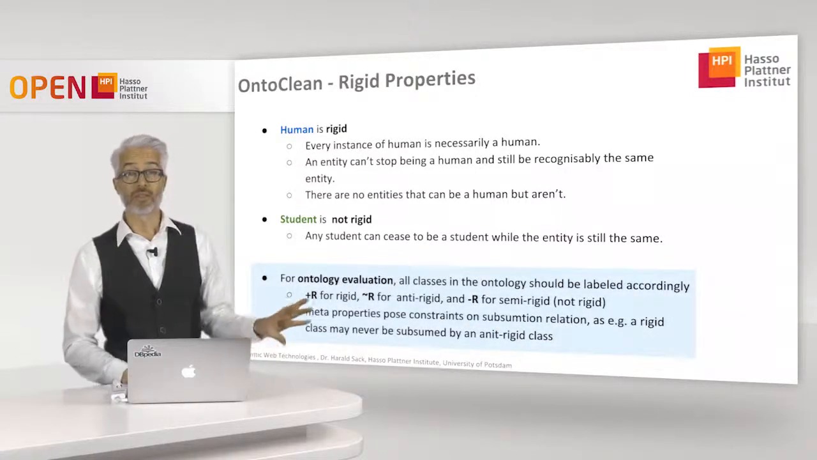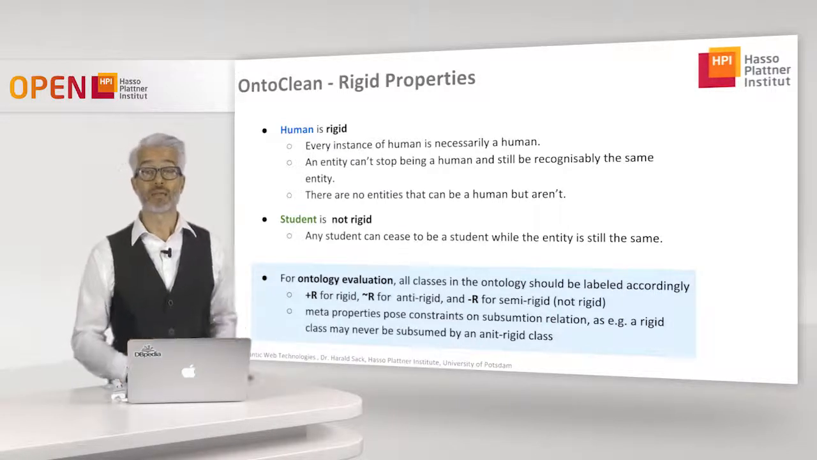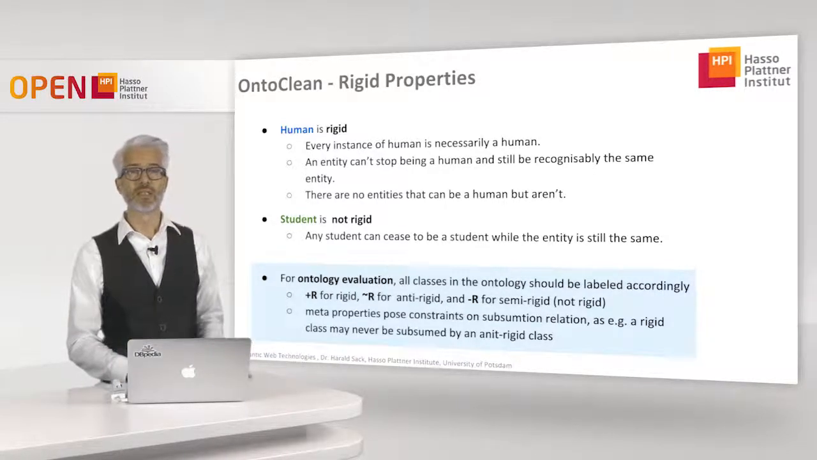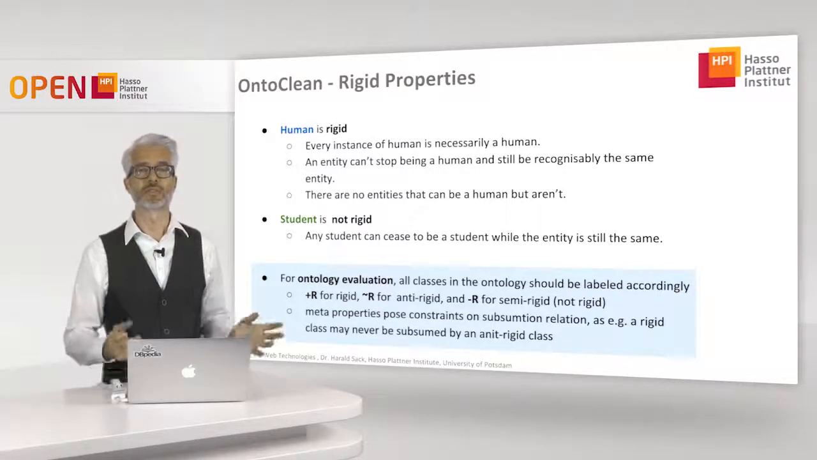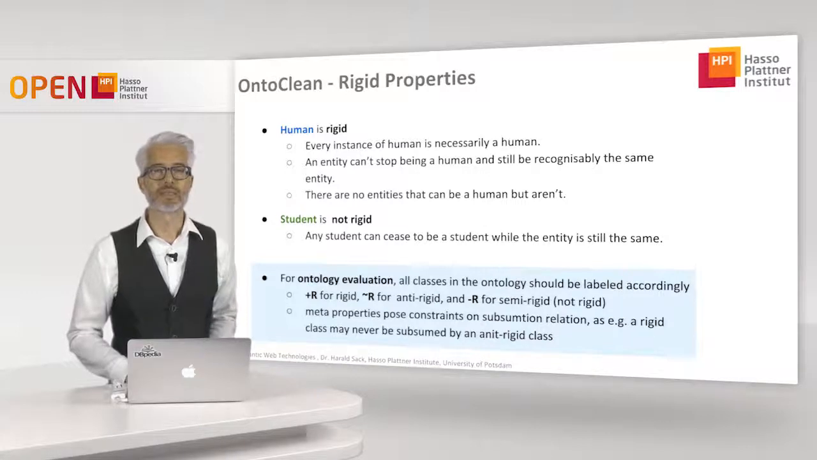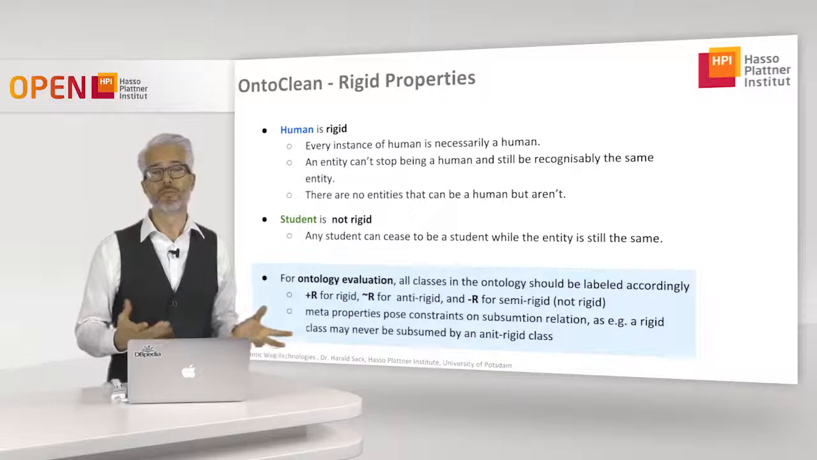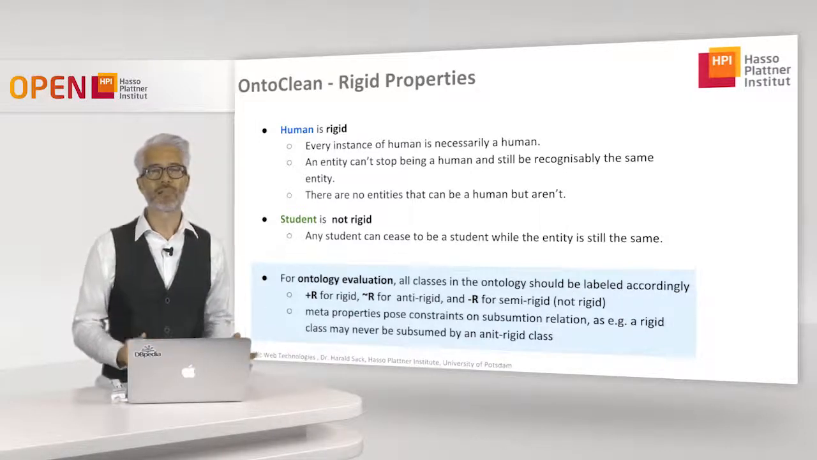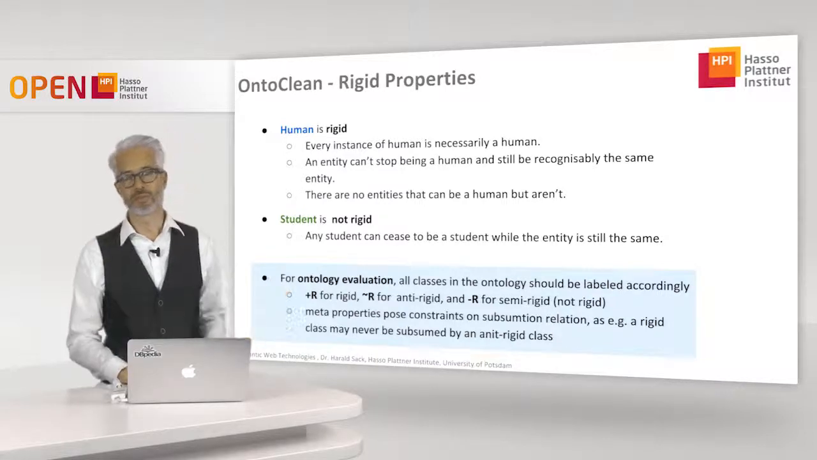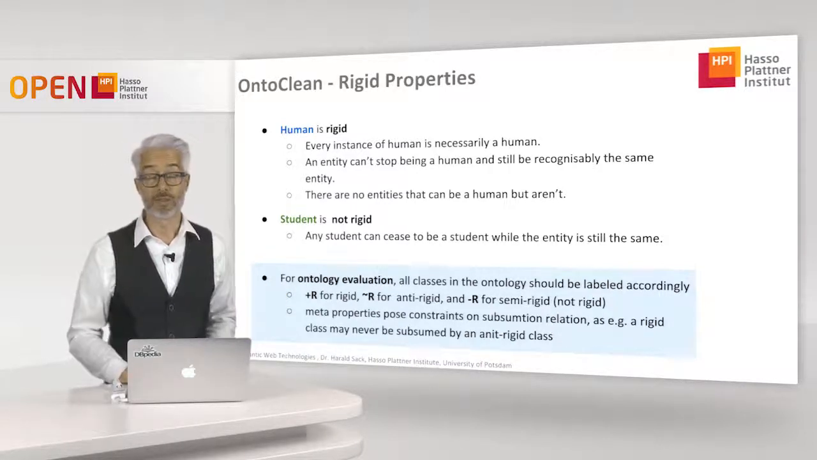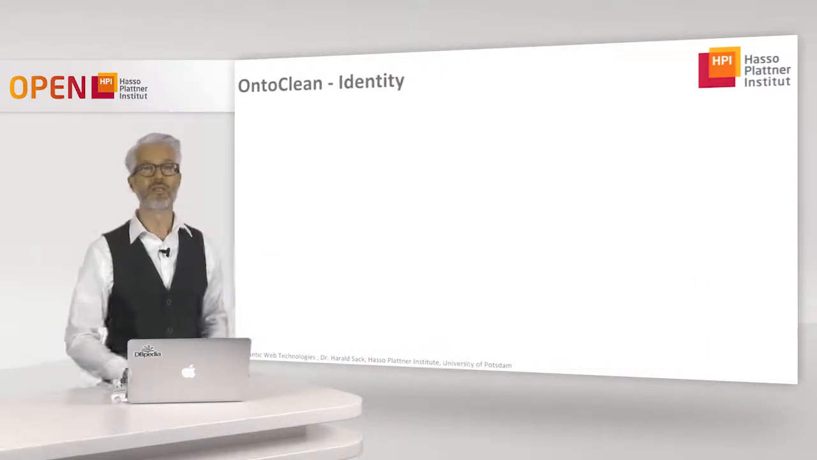For the ontology evaluation now, what we do is simply annotate all the classes. We label them accordingly with +r for rigid, with ~r for anti-rigid, and with -r for semi-rigid, which means not rigid. The point then is that meta properties pose constraints on subsumption relations, which, for example, means a rigid class may never be subsumed by an anti-rigid class. This is one of the rules that has to be considered in the end, only to give you a first impression of that. So this is about rigidity.